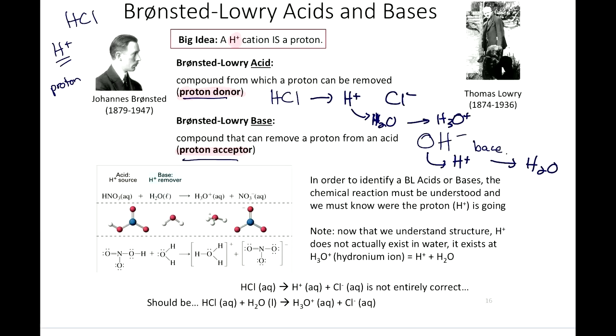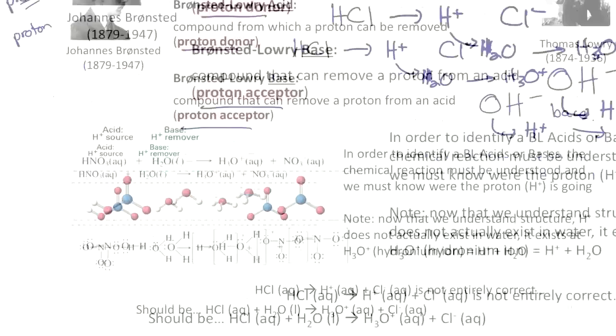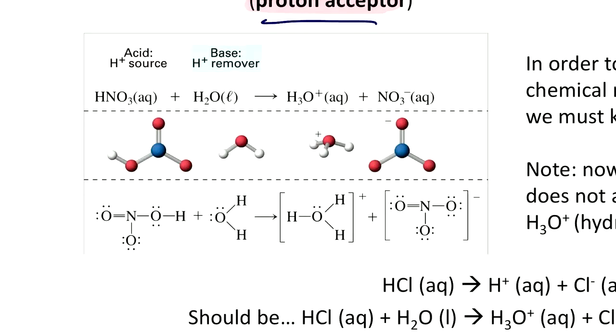All right, but in order to understand and determine which is your Bronsted-Lowry acid or base, we need to know what chemical reaction is occurring. So this categorization scheme is a little bit more sophisticated because we actually have to have formulas, we actually have to have structures. So here's an example of nitric acid dissolving in water. Let's see what happens when you put nitric acid in water. So here's just the generic chemical equation.